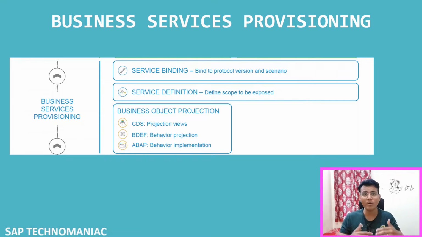For example, on top of the business object, we can create multiple business services. To create that, we have to define one middle layer where we can define what needs to be projected as part of this particular service. That we will do in business service provisioning. Business service provisioning is again divided into different parts: business object projection, service definition, and service binding. We will discuss everything one by one.